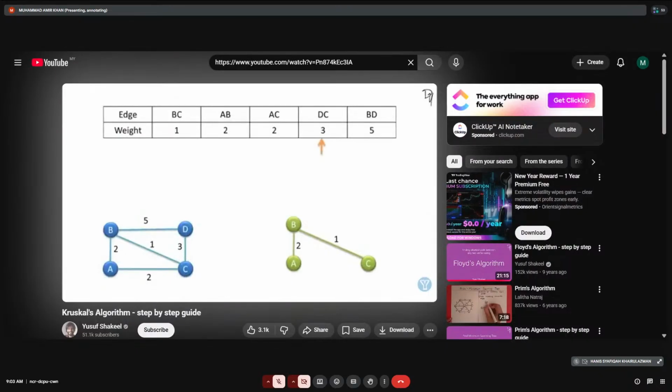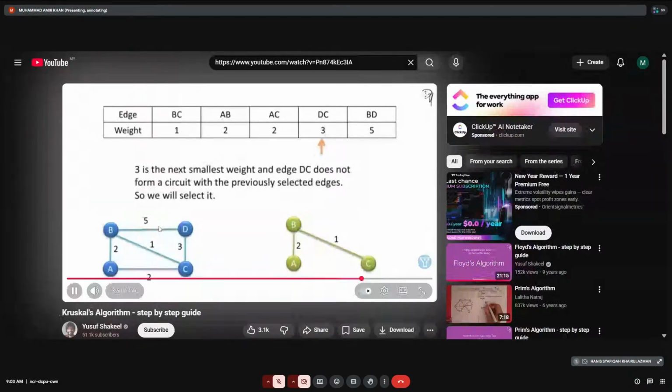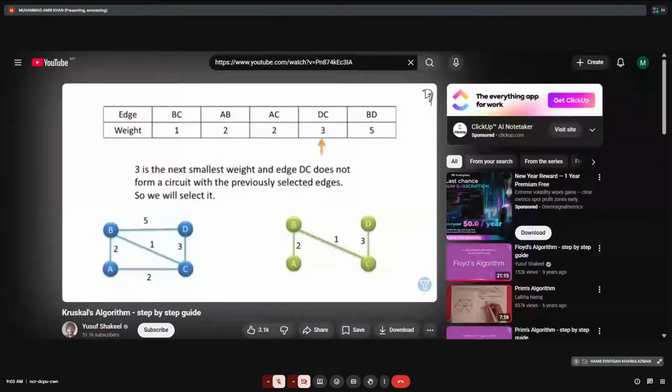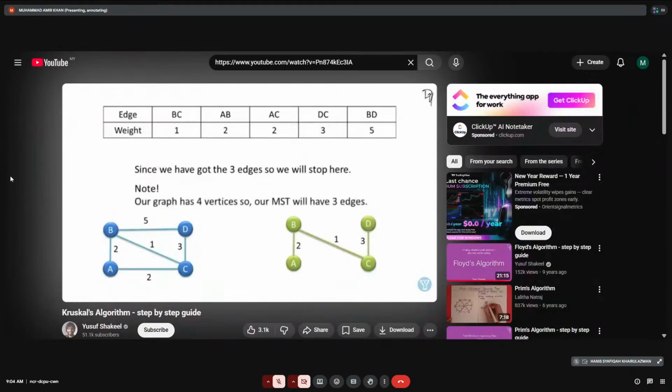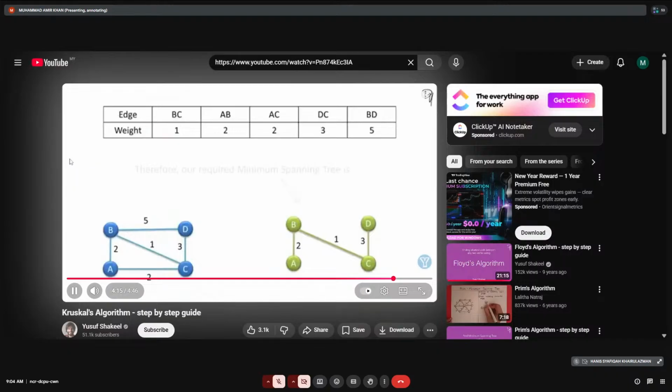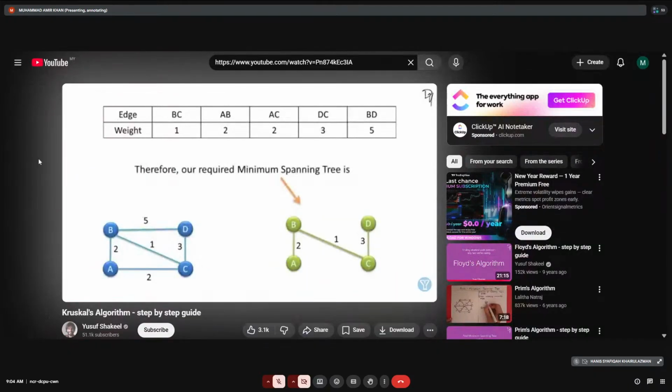So next, DC. Yes, so next is the DC. It does not form a circuit with the previously selected edges, so we'll select it. So we have got 3 edges. We stop here because the total number of vertices is 4 and we got 3. Finish. Our graph has 4 vertices and our MST will have 3 edges, always minus 1. Therefore, our required spanning tree is this one.